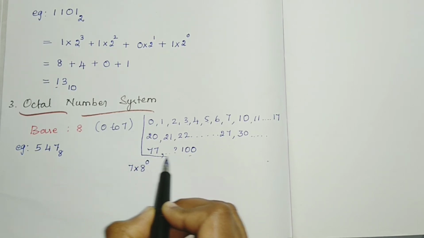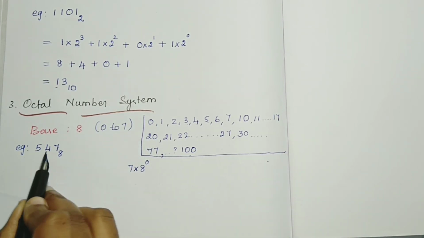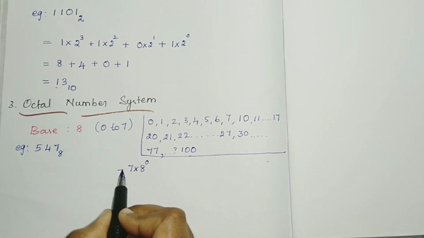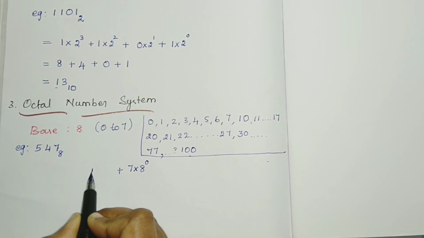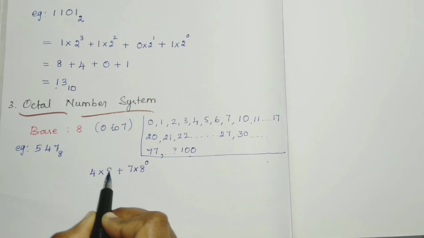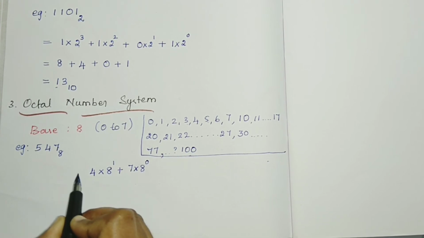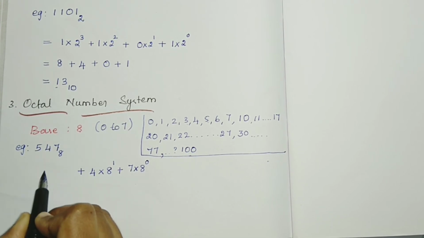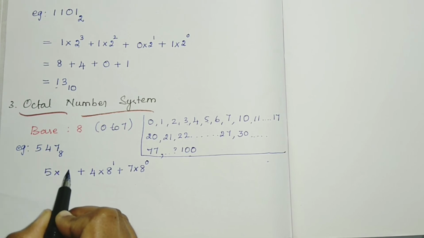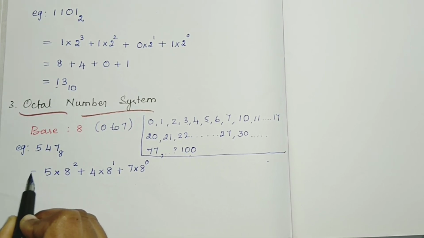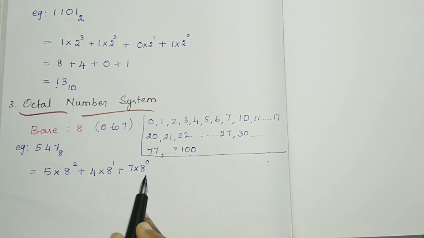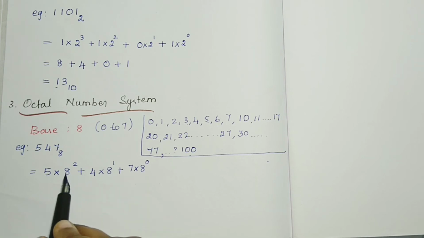Let me cover this. Okay. The next number is 4. So plus 4 into 8 to the power 1. And then the third digit, 5 into 8 to the power 2. The same procedure you have to follow with the power of 8 terms. Now multiply and write all the numbers.